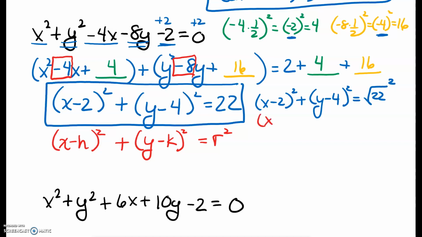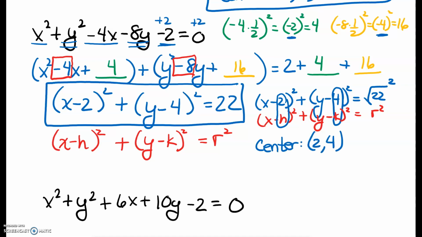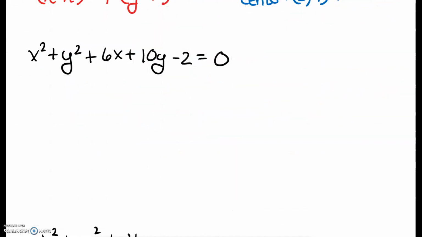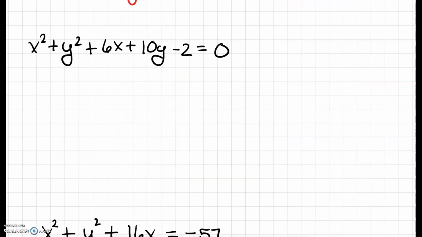So when I compare it to my standard equation, I get a nice center of h, comma, k. My center is 2, comma, 4, and my radius is radical 22. Okay, let's move on to the next one.